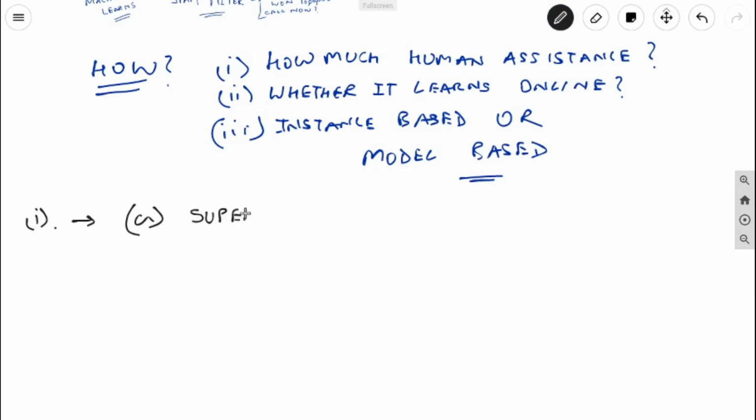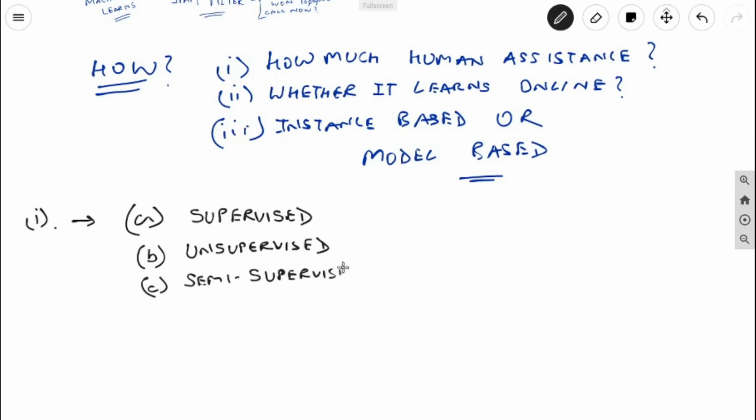We have something called supervised learning. Supervised, as the name suggests, is something under supervision. So this is where maximum human assistance is required. We have something called unsupervised. Again, as the name suggests, unsupervised means that very less human assistance is required. We have something called semi-supervised, which falls between supervised and unsupervised. And the last one is reinforcement learning. Right? So let's begin with supervised learning.